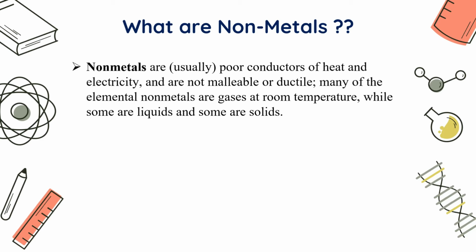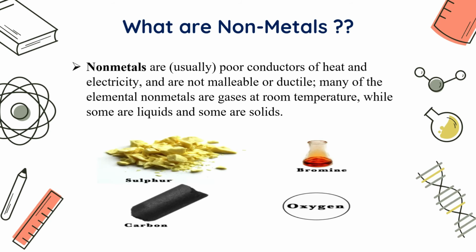Many of the non-metals are gases at room temperature, while some are liquids and some are solids. Okay. For example, the plug in our wires is made up of plastic, so we use it because we can't get a current. Now, some examples of non-metals are sulfur, bromine, carbon, and oxygen.